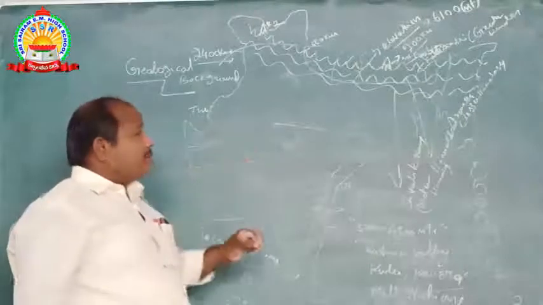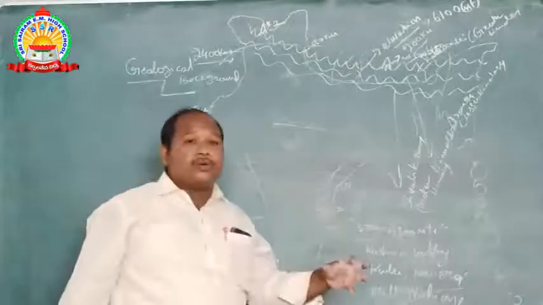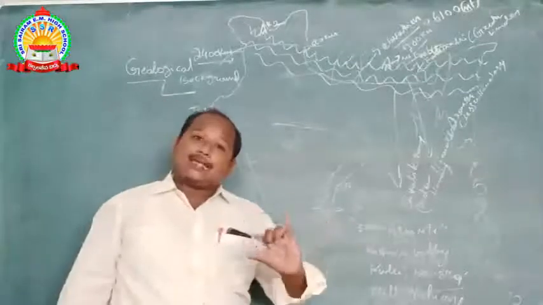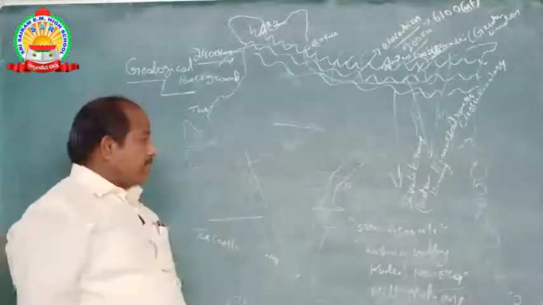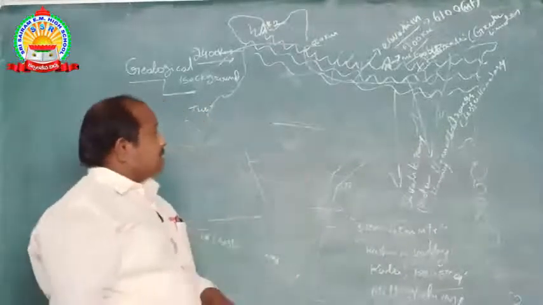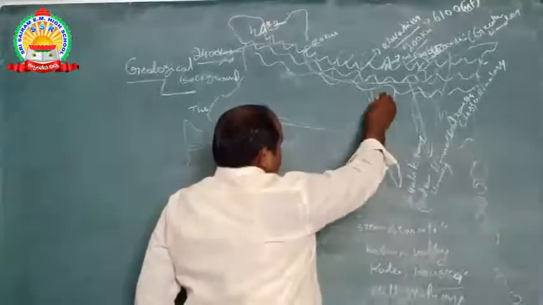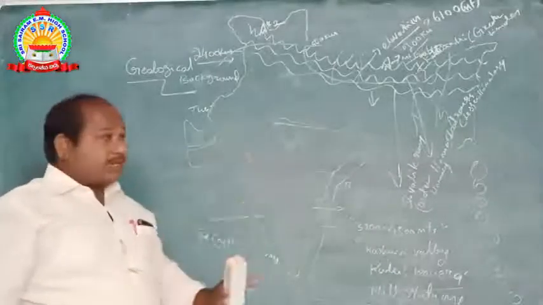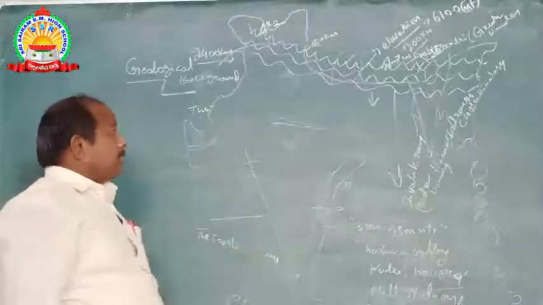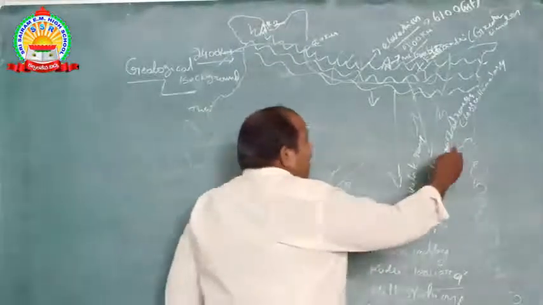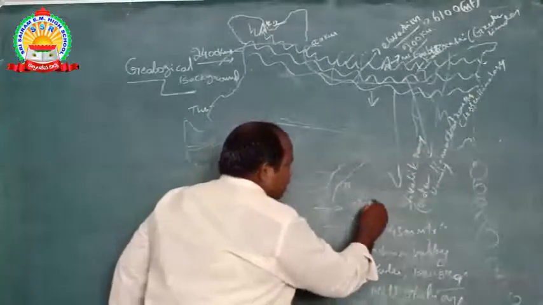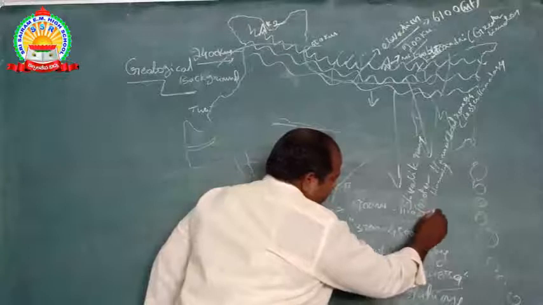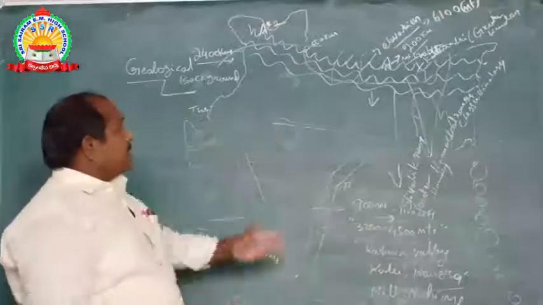So here the question rising is: how many ranges of Himalayas are there, what are they, and explain. Let us discuss another one, Shivaliks, south of the Himalayas. South of the Himachal ranges are known as the Shivalik ranges. Average elevation 900 meters to 1100 meters.